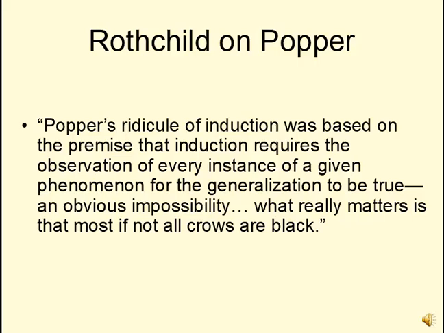So Rothschild basically says that Popper's ridicule of induction is based on his premise that induction requires an observation of every instance to be true, and that is really an obvious impossibility. Rothschild's example is that what matters is that most, if not all, mangoes are rotten, or his example was whether or not crows are black. What matters is that the hypothesis that all crows are black is more true than false.